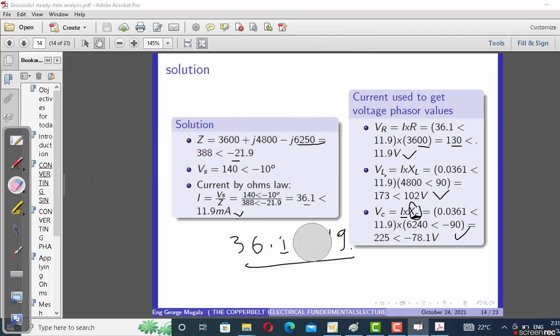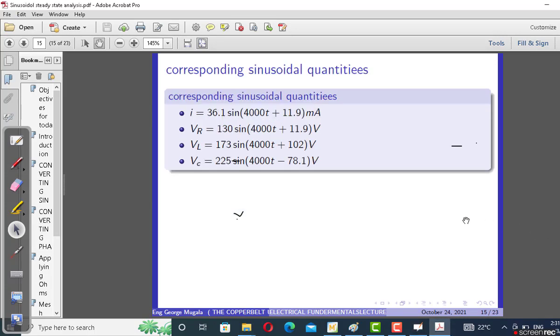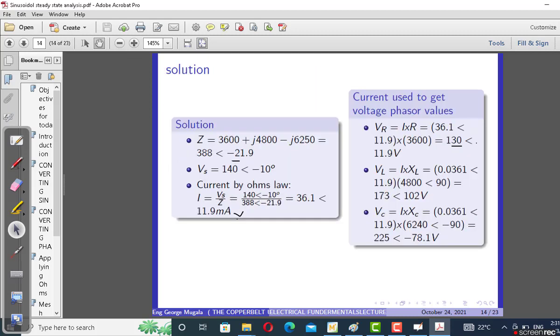So we can see here that this is exactly what we have in terms of handling this. So real quickly, guys, you have the documents with you. If we want to convert, knowing their polar formats, for example, I know that my current is in this manner. My current is 36.1 angle 11.9. How do I convert it back?